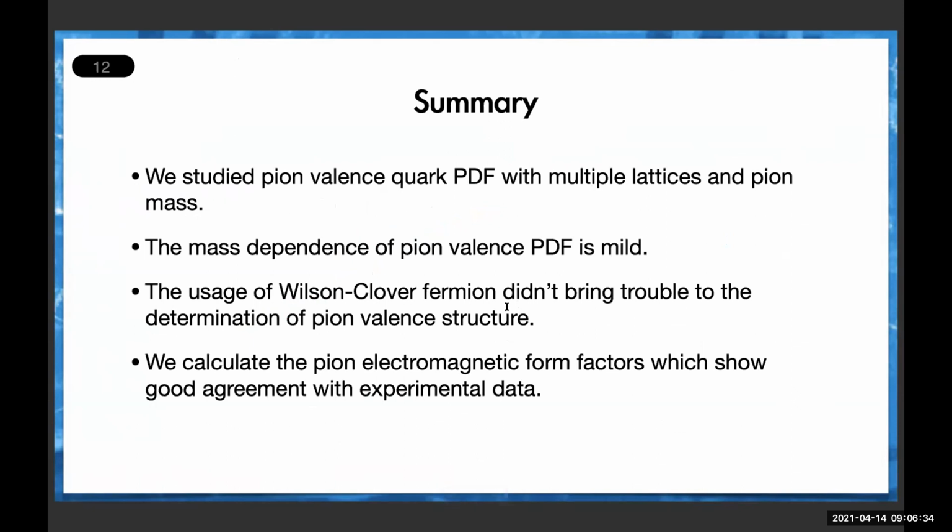Okay, that's it. We studied the Pion valence quark PDF with multiple lattice spacings and Pion masses, and we found the mass dependence of the Pion valence structure is smooth, and we found the use of Wilson clover fermions didn't bring trouble to the determination of the Pion valence structure. Finally, we have a calculation of Pion form factors, which have good agreement with the experimental data. That's it. Thanks.